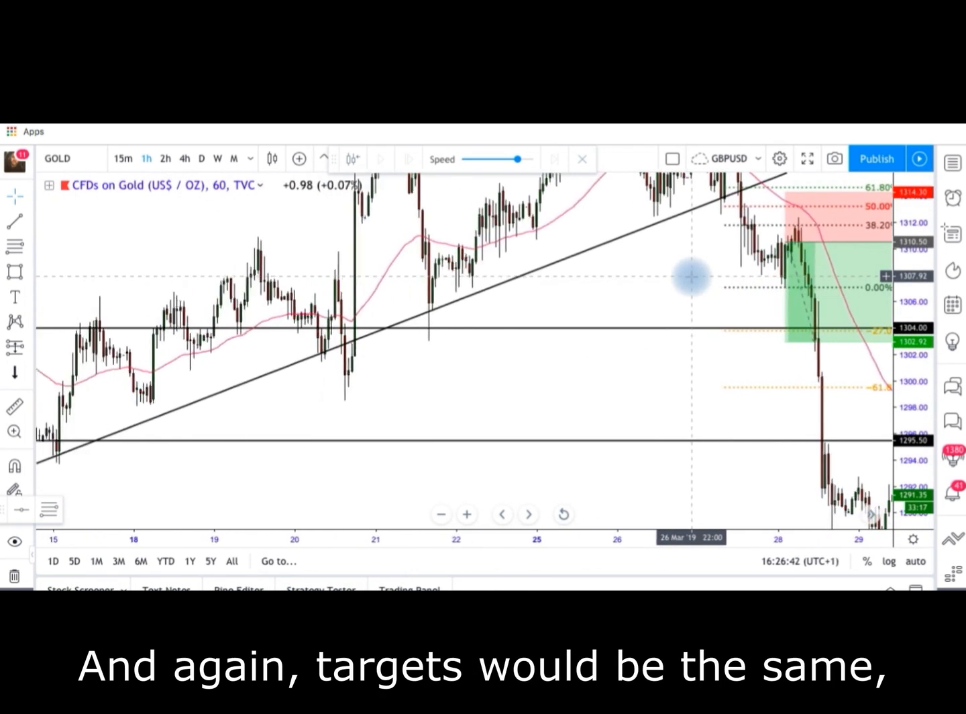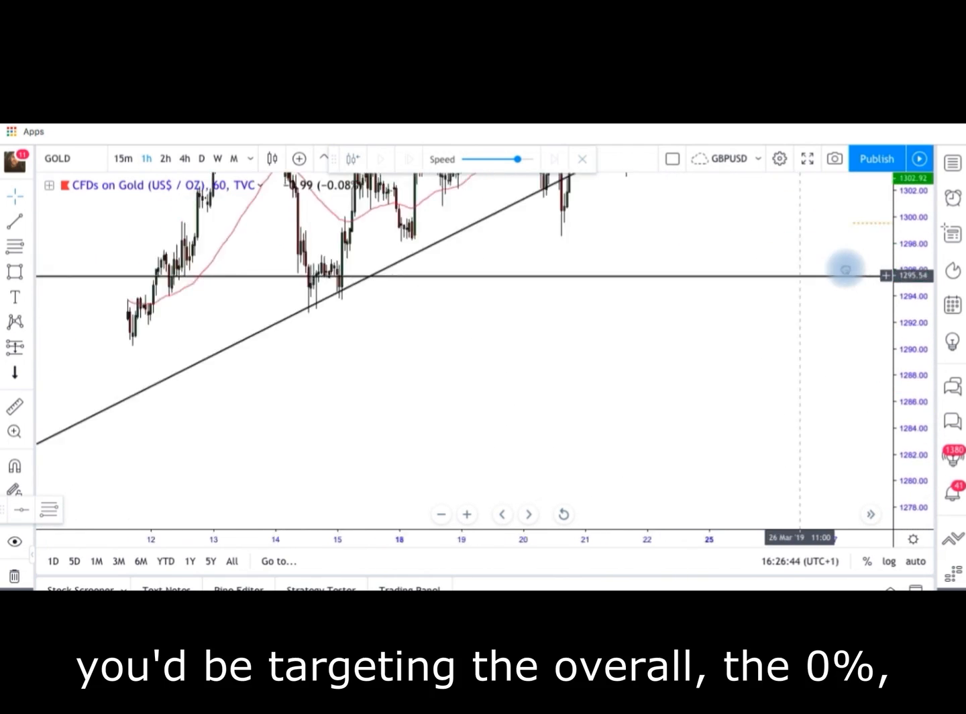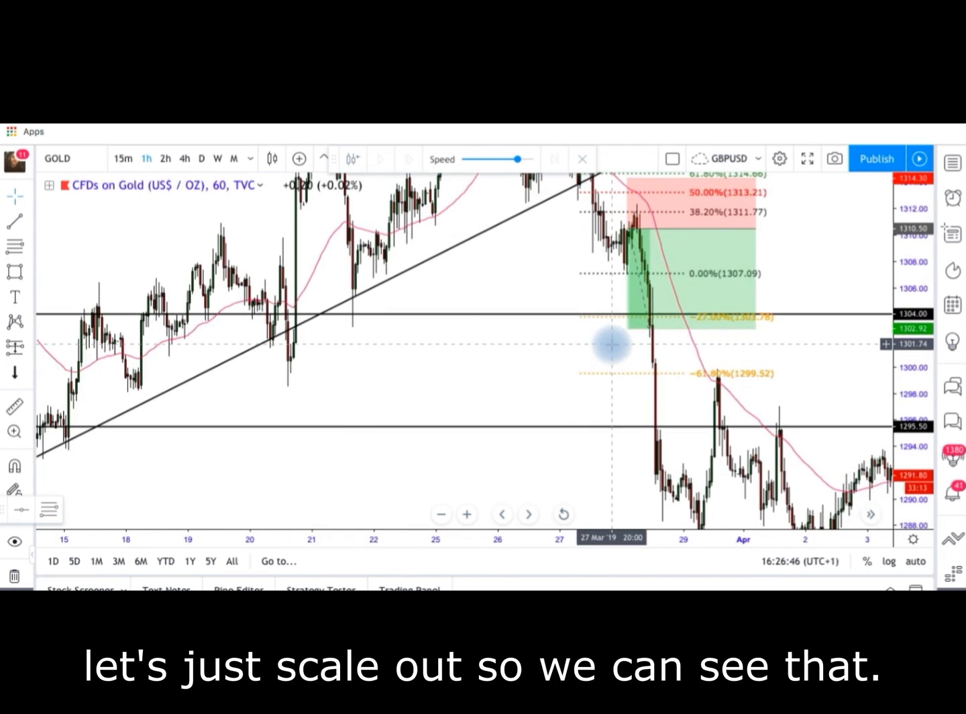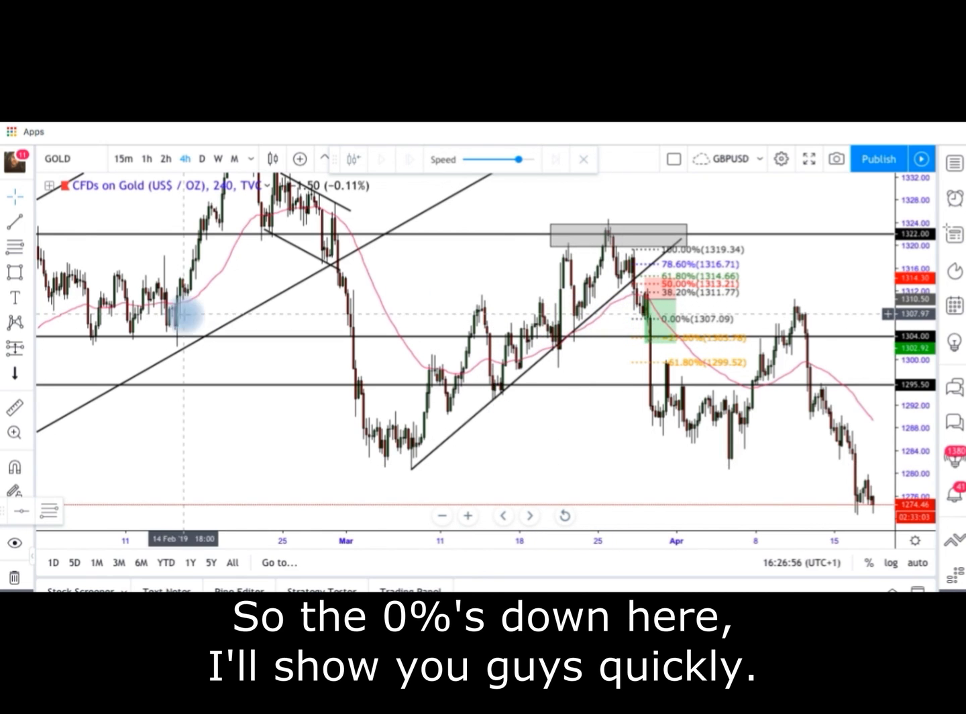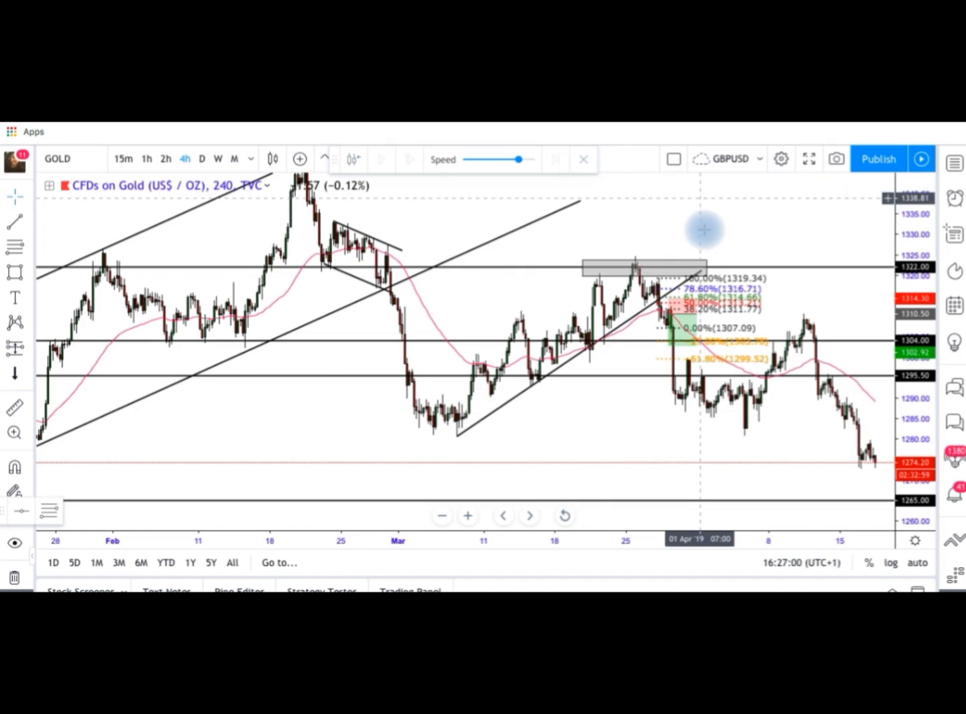And again, targets would be the same. You'd be targeting the overall 0%. So let's just scale out so we can see that. So the 0% is down here. I'll show you guys quickly.